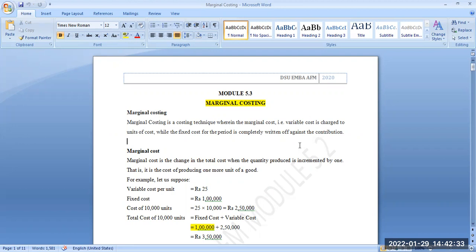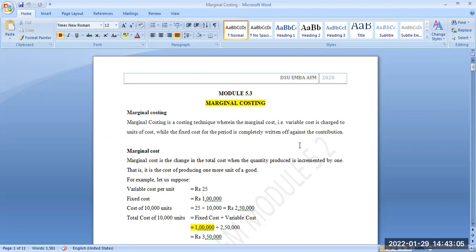It's a very interesting technique in cost accounting, marginal costing. Actually, what do we mean by marginal cost? Marginal means the extra cost which is added to the total cost of production. Suppose I have produced 100 units by spending in total 1000 rupees. Now I'm going to produce one more unit, the 101st unit.